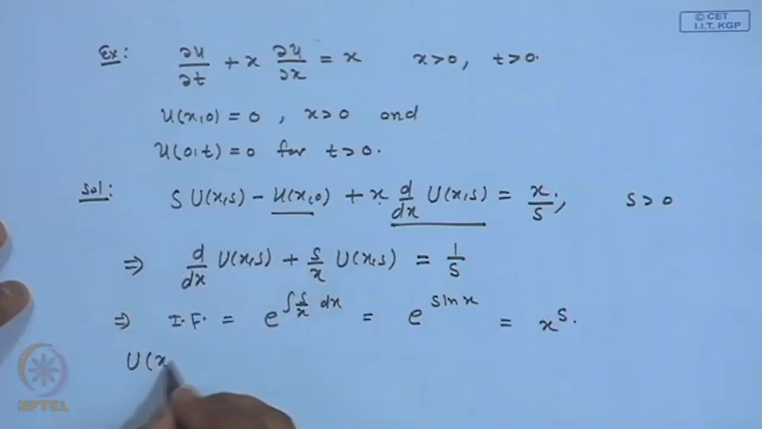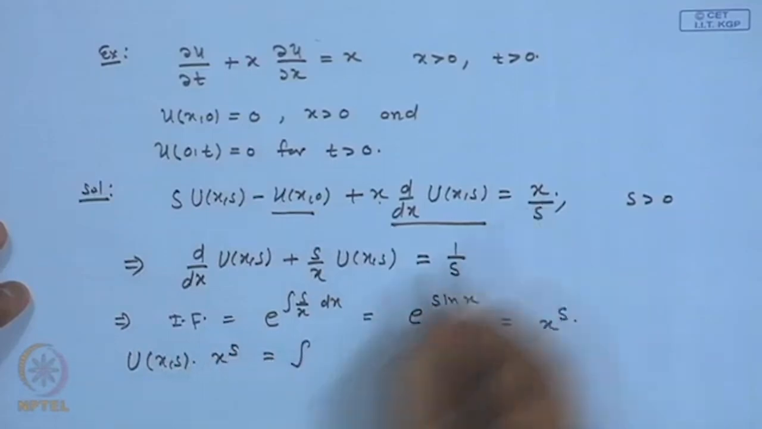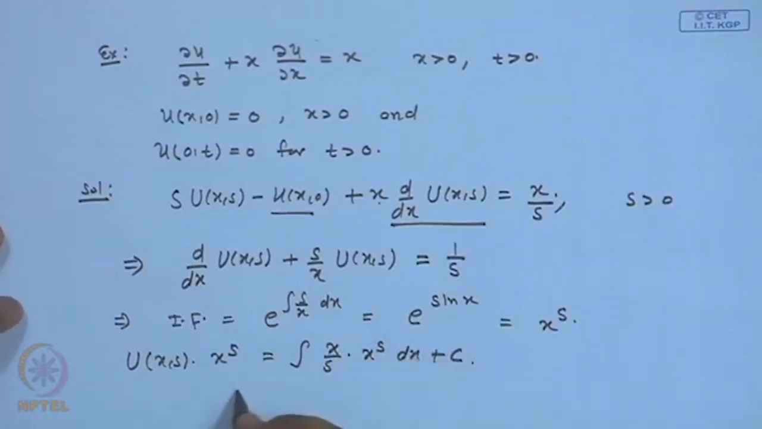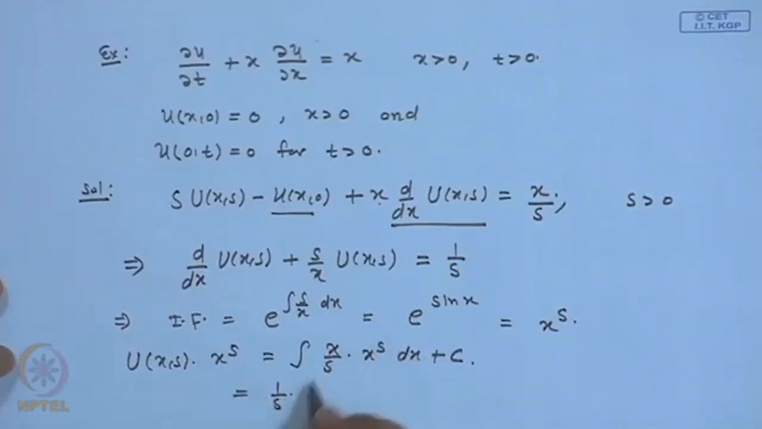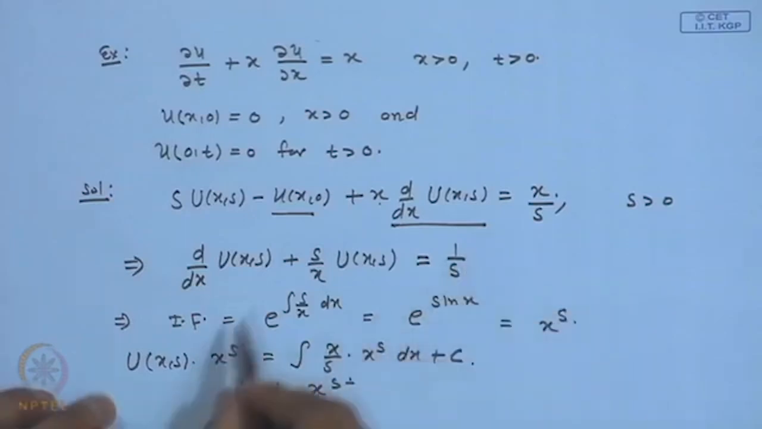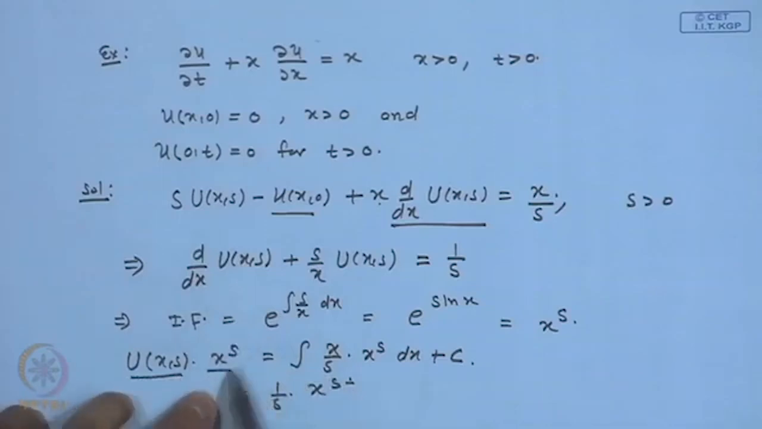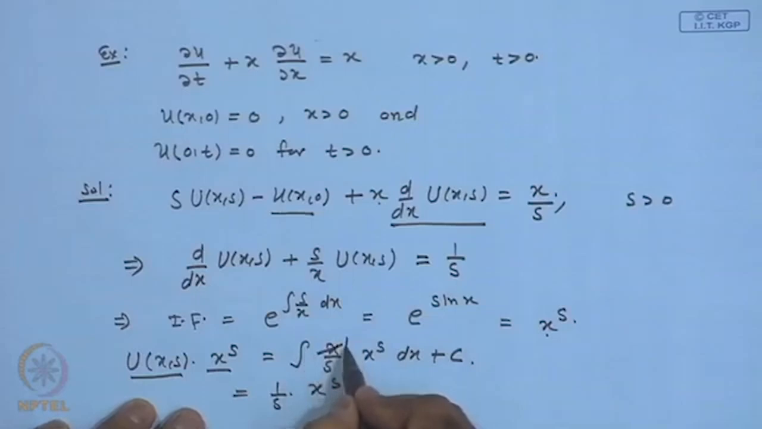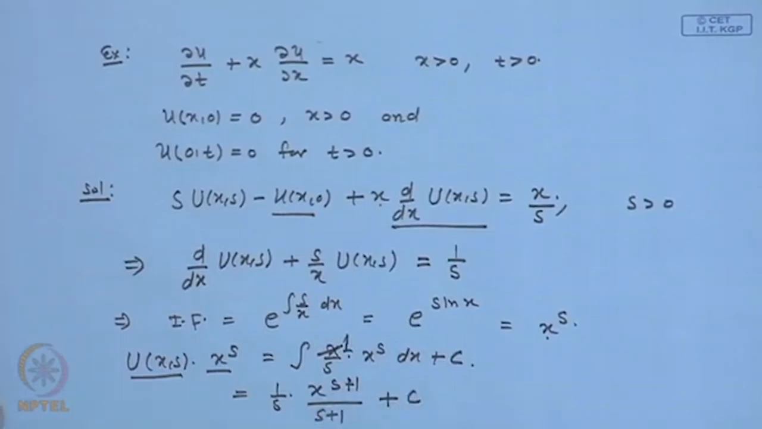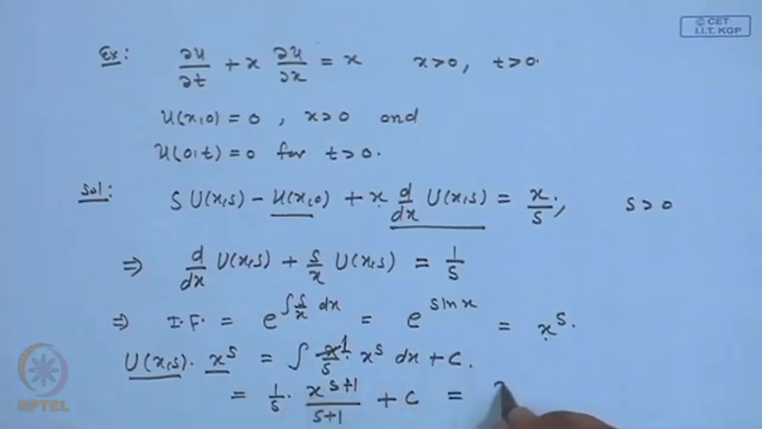The solution u(x,s) would be the integral of x over s and x power s dx plus c. Sorry, so here we have u(x,s) multiplied by this integrating factor. The right hand side we have only 1 over s, so 1 over s x power s dx plus c. In this case the integral would be x power s plus 1 over s plus 1, and then the constant.